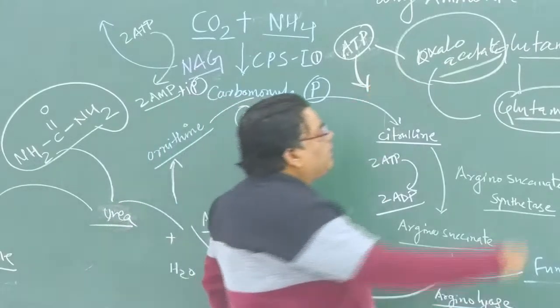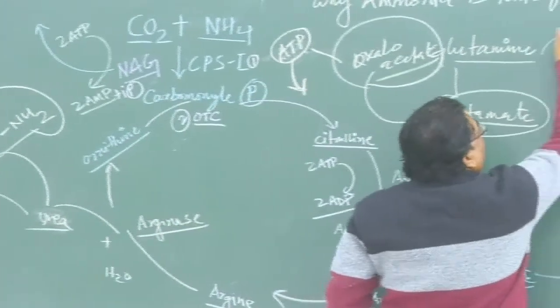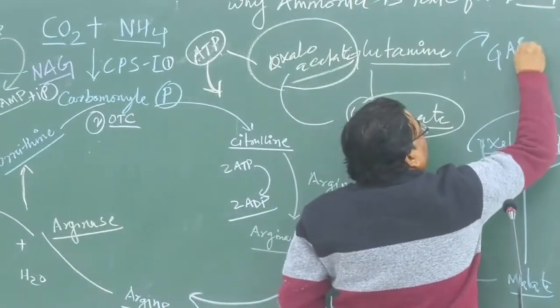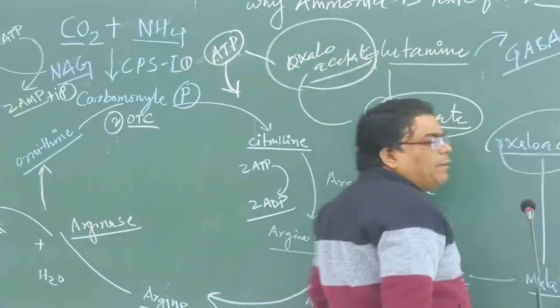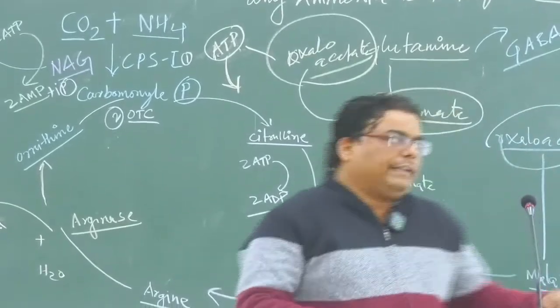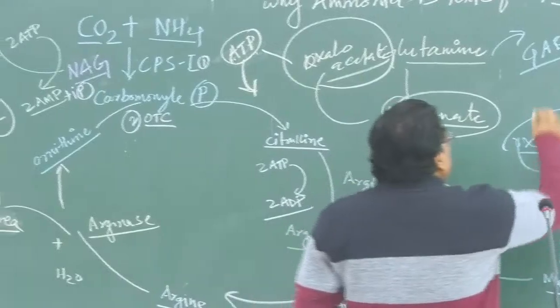Okay. Now the second one: there is less formation of GABA. This is gamma aminobutyric acid. Gamma aminobutyric acid is a neurotransmitter.